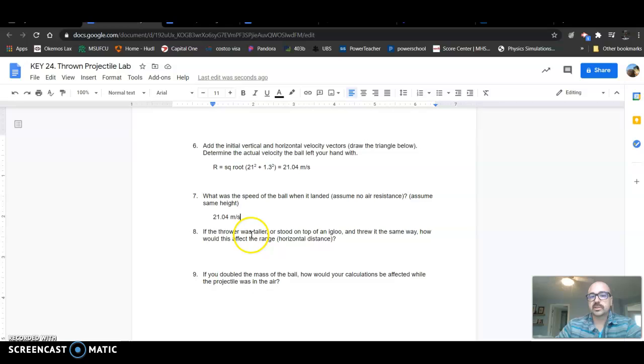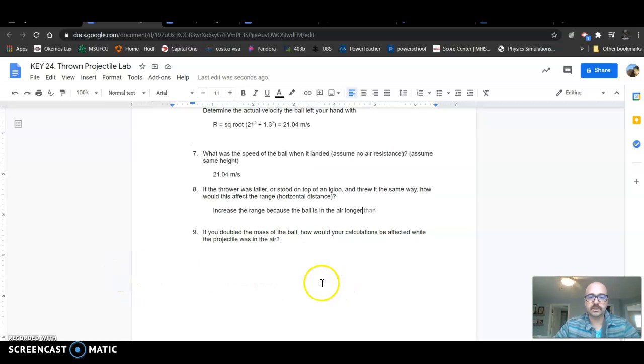Now here, if the thrower was taller or stood on top of an igloo or a building and threw it, how would this affect the range? So here, almost exaggerated in your head. If you threw this from like on top of Holt High School, you threw it the exact same way, the ball would go farther. It would increase the range because the ball is in the air longer. So now that it's in the air longer, it can travel horizontally more. So that's going to increase the range on that.